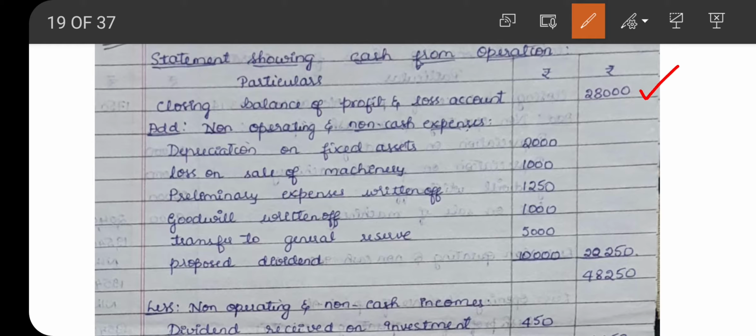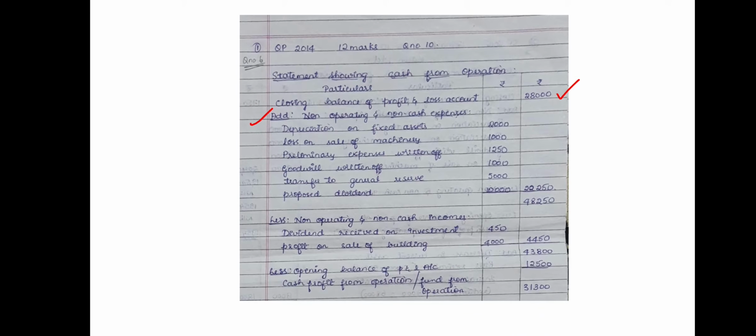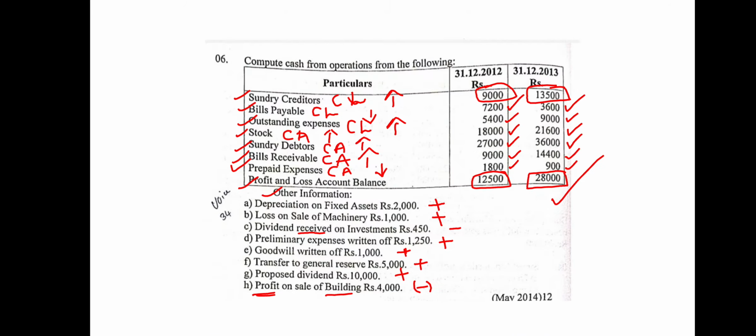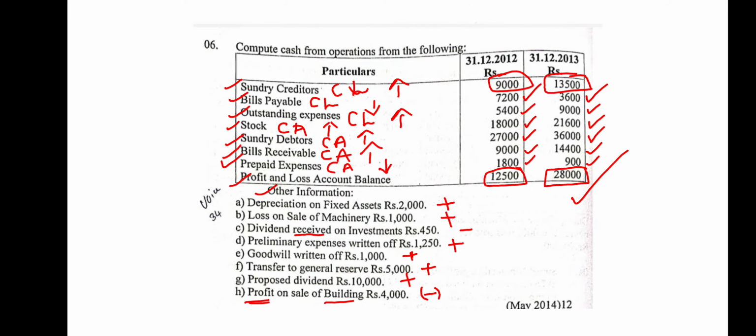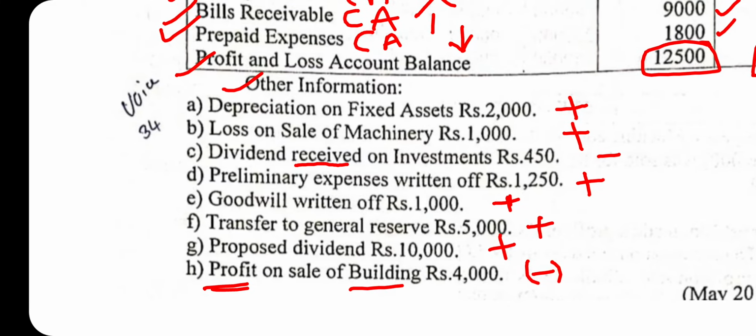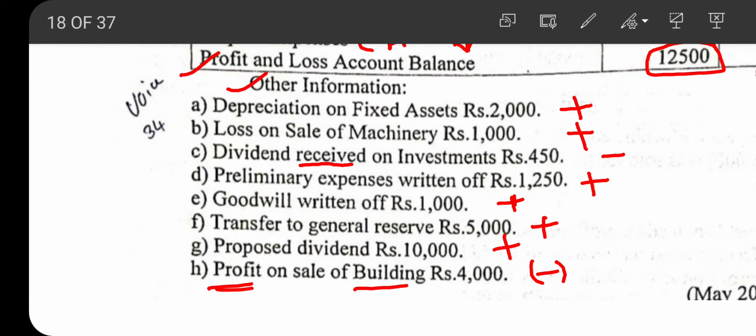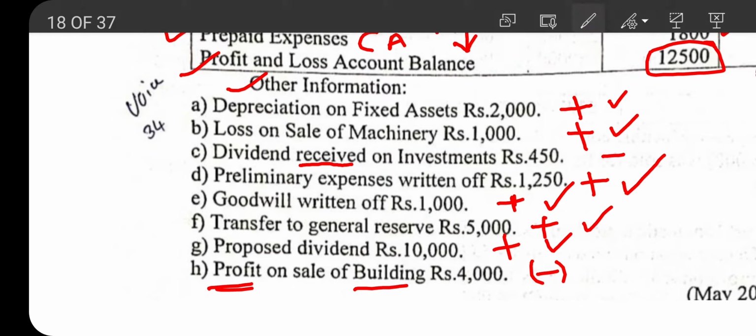Add non-operating and non-cash expenses. Under non-operating expenses, you need to write all the items of non-operating expenses. You need to write depreciation on fixed asset, loss on sale of machinery, preliminary expenses written off, goodwill written off, transfer to general reserve and proposed dividend.